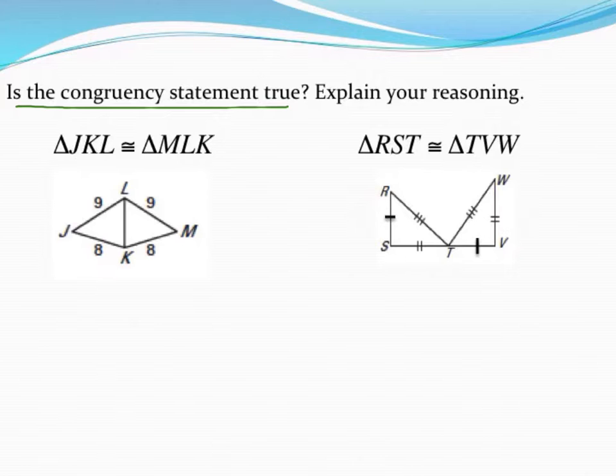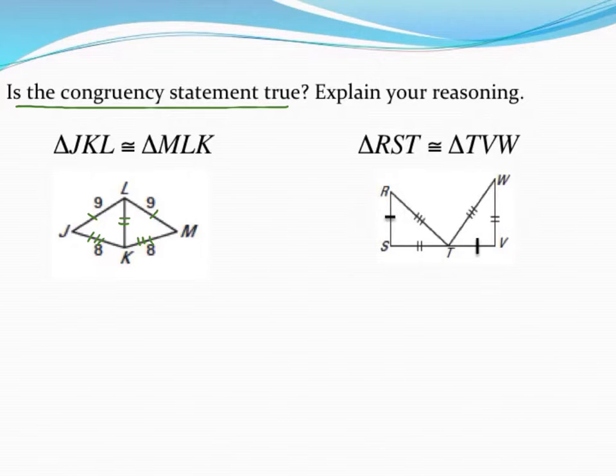In this first triangle, I can add that tick mark for reflexive property. And I can see that those sides match up. They're both 9. These sides match up. They're both 8s. And so yes, the triangles are congruent by side, side, side. But check out the congruency statement they wrote. That's the other thing we have to check for, and sometimes this is really sneaky, so watch out.